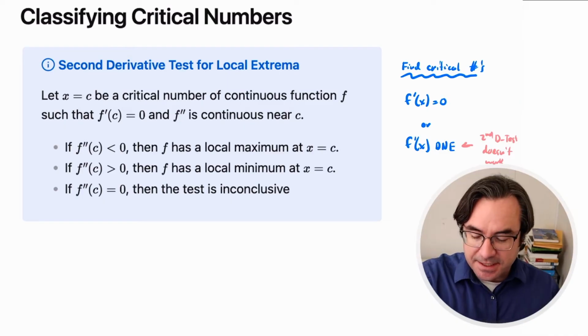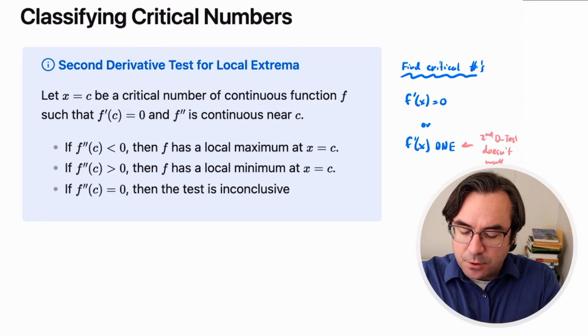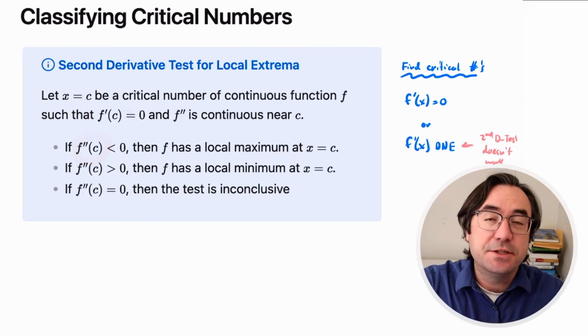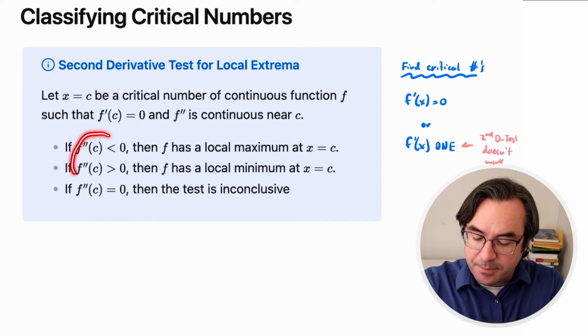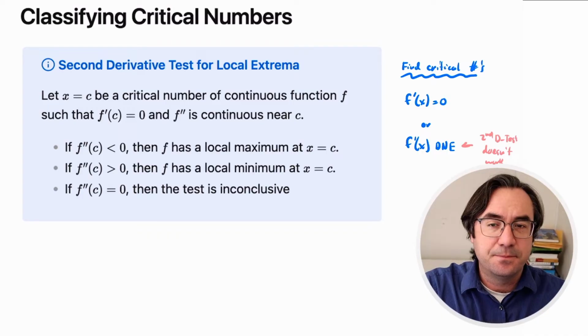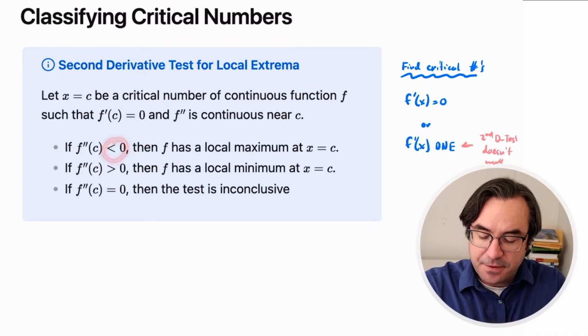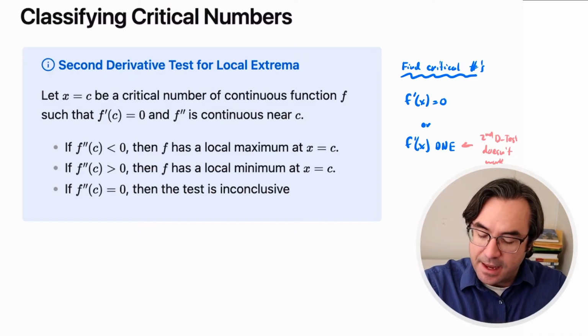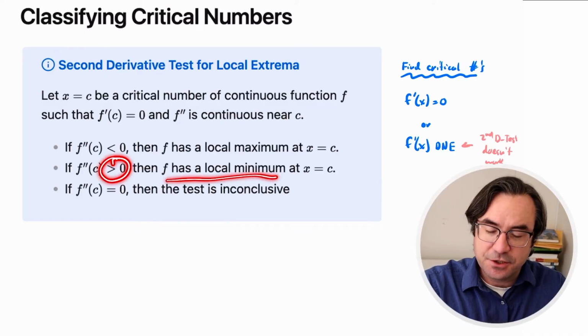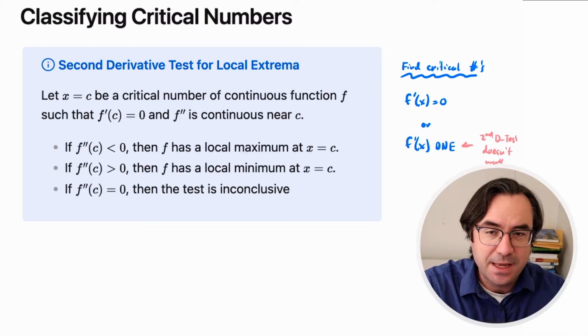And what this test says is that we're going to plug our critical number into the second derivative, and we're just going to see, is the result positive or is it negative? And if it's negative, then our function has a local max at that critical number. And if it's positive, then our function has a local min.